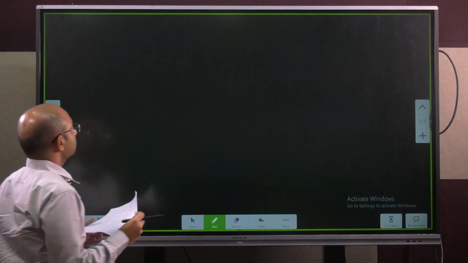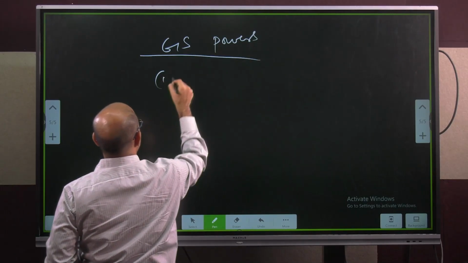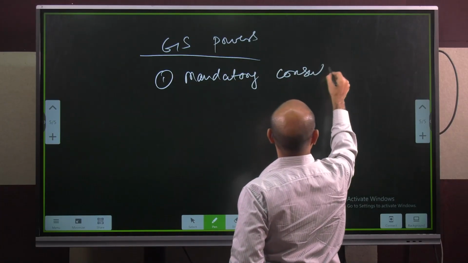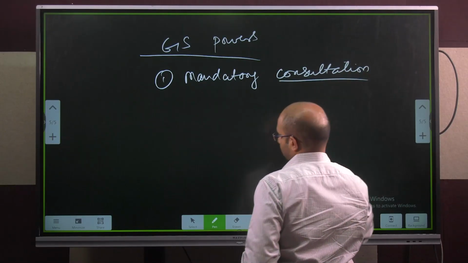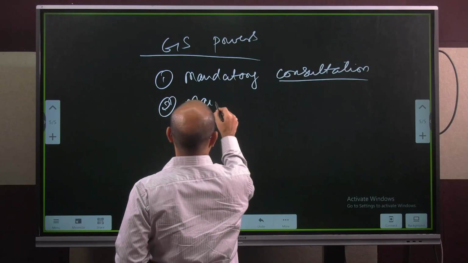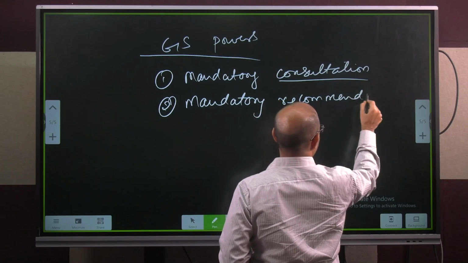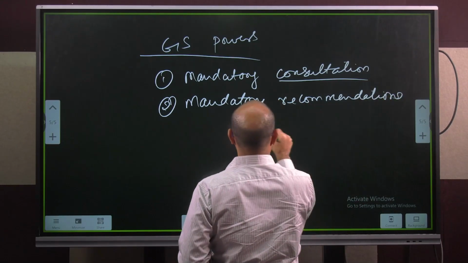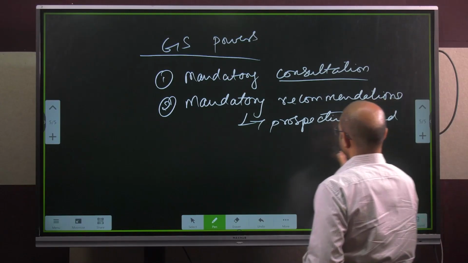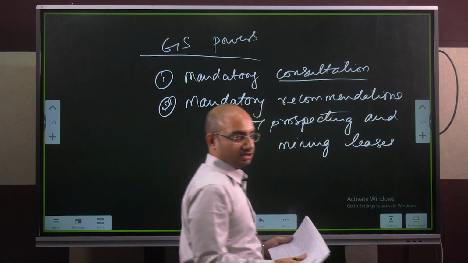And then also discuss the Grama Sabha powers. Many of you did not discuss the powers of Grama Sabha, such as mandatory consultation for land acquisition. It is consultation, please. It is not consent. It only talks about mandatory consultation and mandatory recommendation in case of mining, for giving prospecting and mining leases, that is another power.